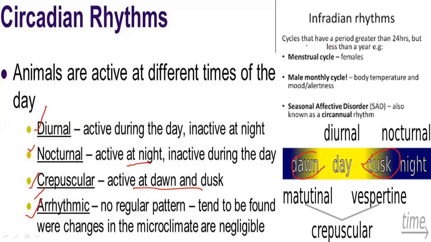There are some other rhythms which go on monthly and sometimes annually as well, so more than a period of 24 hours and less than a period of a year. For example, if we talk about monthly rhythms, a very common example is the menstrual cycle of a female. Males also have a monthly cycle, with raised body temperature, mood and alertness at some time of the month. Then we have the other one, called seasonal affective disorders.